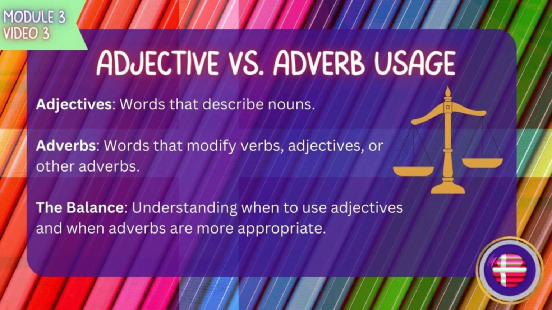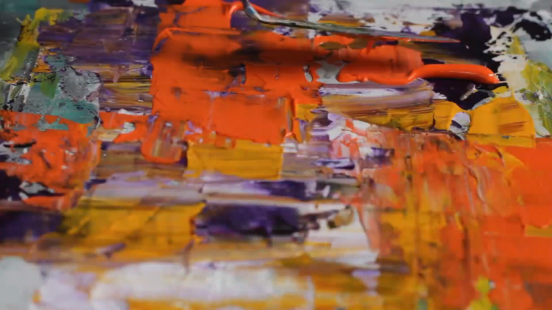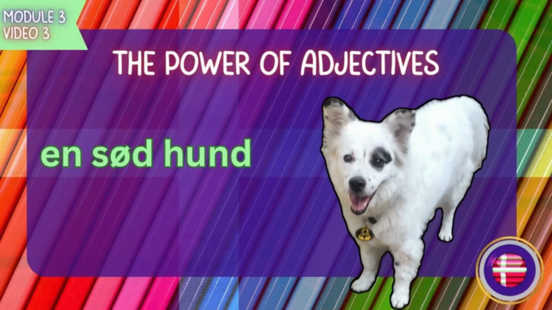Ready to explore how to maintain that balance? Let's do it. First up, let's talk about adjectives. Remember those? The painters, the detail lovers, the ones that make your descriptions pop. Maybe you want to say, a cute dog. Here's my dog, Jack, and he is pretty damn cute. People always stop me on the street, or they look at him with those eyes like, yeah. En sød hund. En sød hund. Sød being our adjective, which means cute, or sweet, or nice, depends.